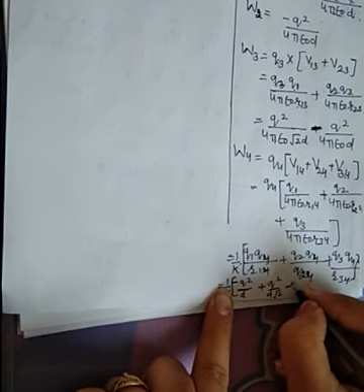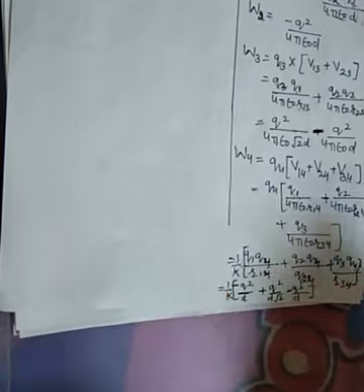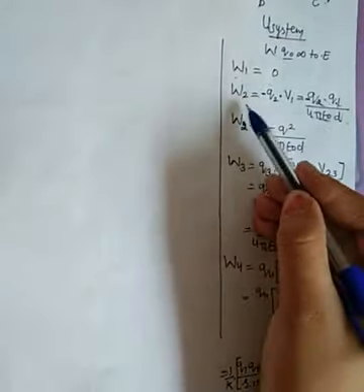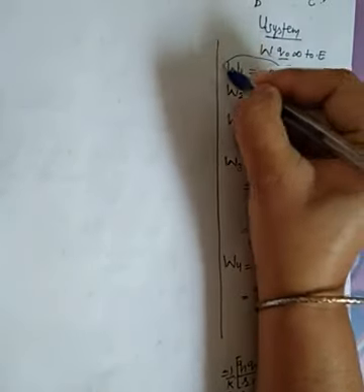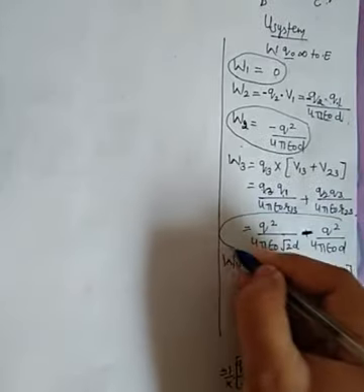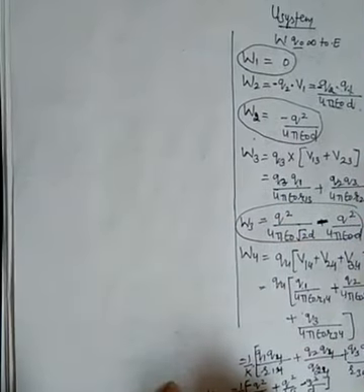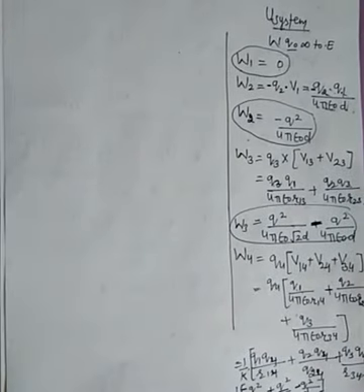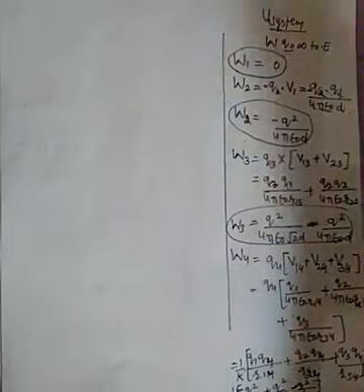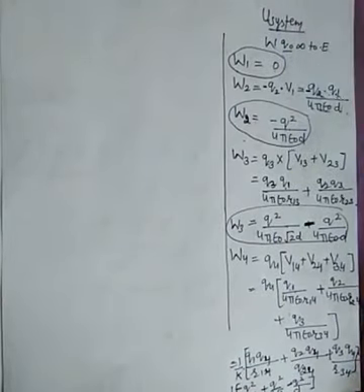Q3 is positive, Q4 is negative, so it will be Q square upon my separation, that is D. So in this way we have calculated the work done to bring the first charge, the second charge, the third charge, and at last the fourth charge. So as to calculate total energy, we have to add these. It is a multiple step solution, but it is just to make the concept clear.